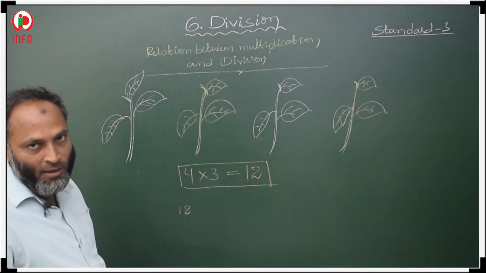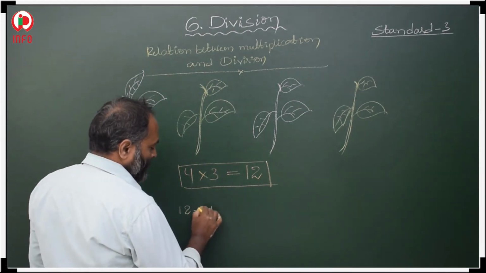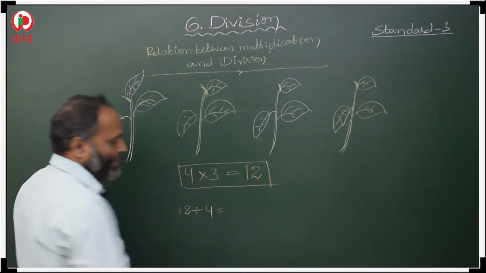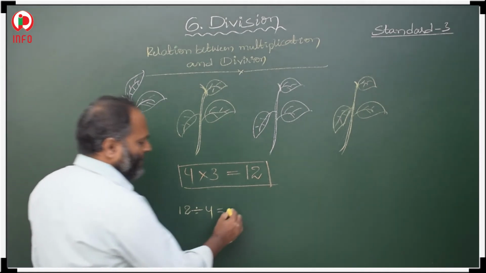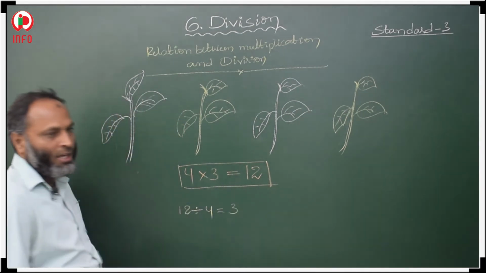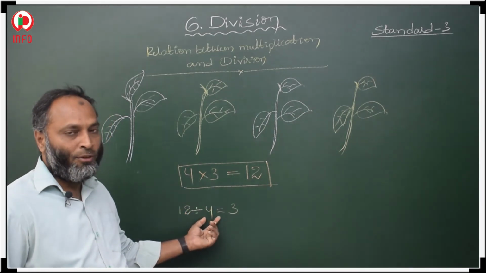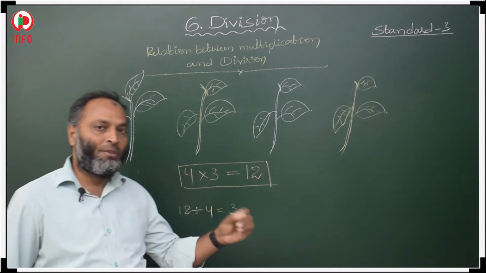12 leaves were there. And how many trees were there? 4 trees. So divided by 4. Then how many leaves were there in each tree? That is 3. If total 12 leaves were there and 4 trees were there, with 4 trees having an equal number of leaves on each, then how many leaves were there in each tree?